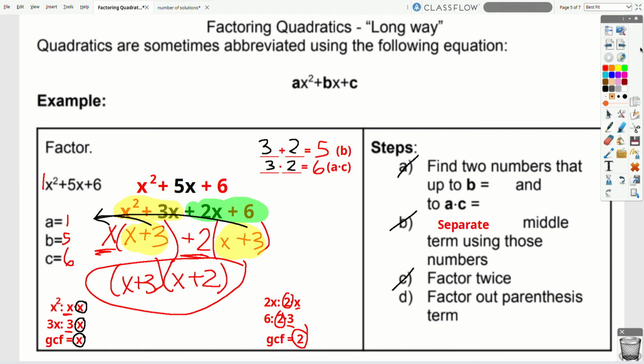Like I said, it is pretty procedural, but you really do get the hang of it after doing it a couple times. It's the same thing over and over.